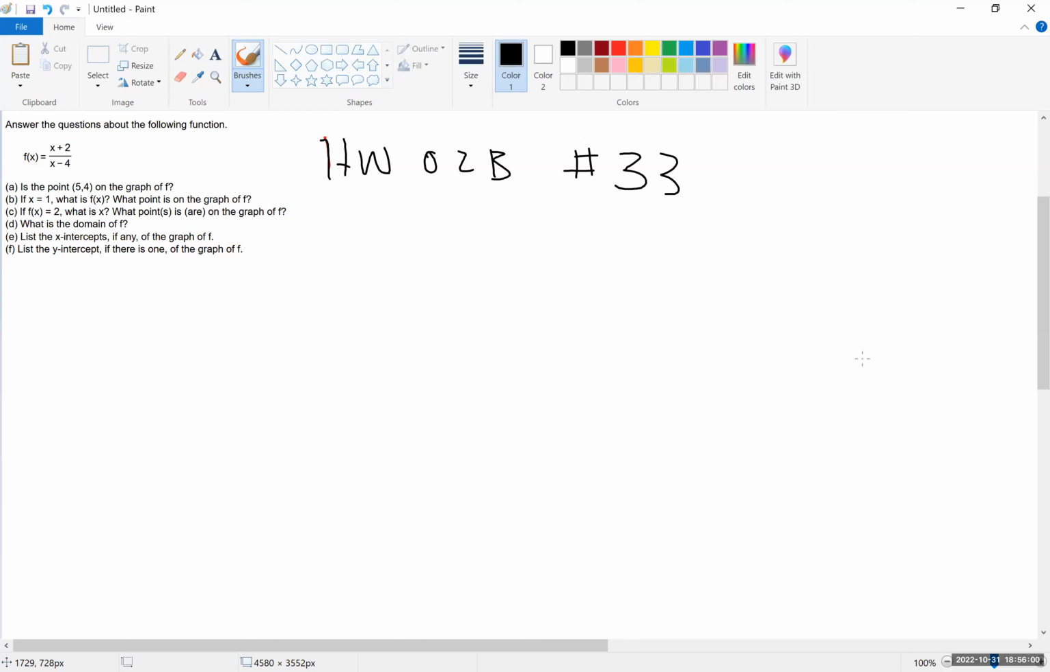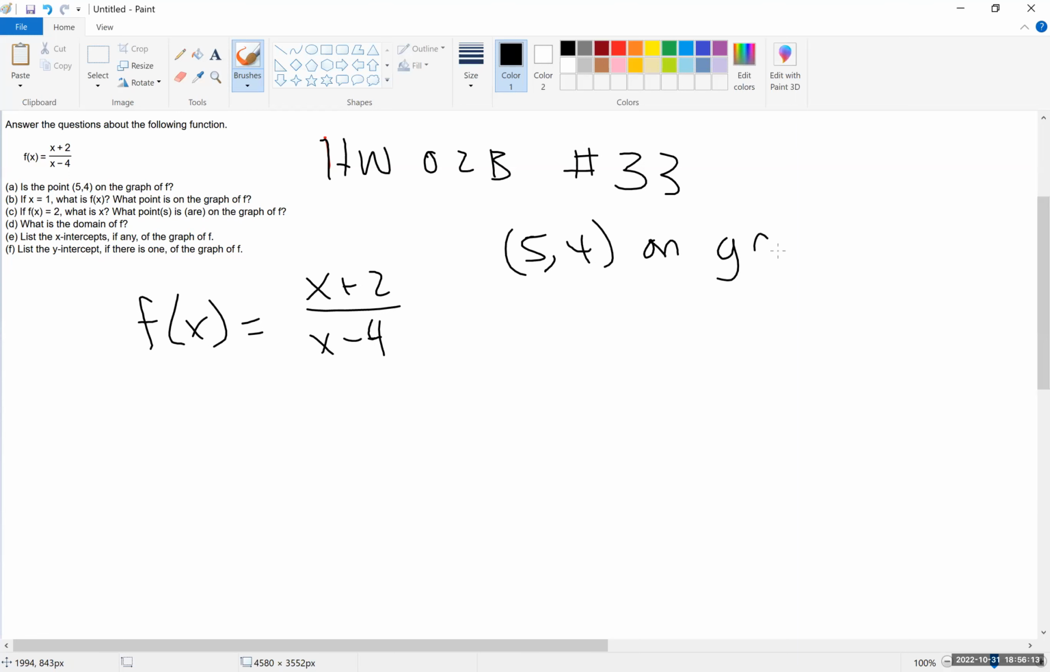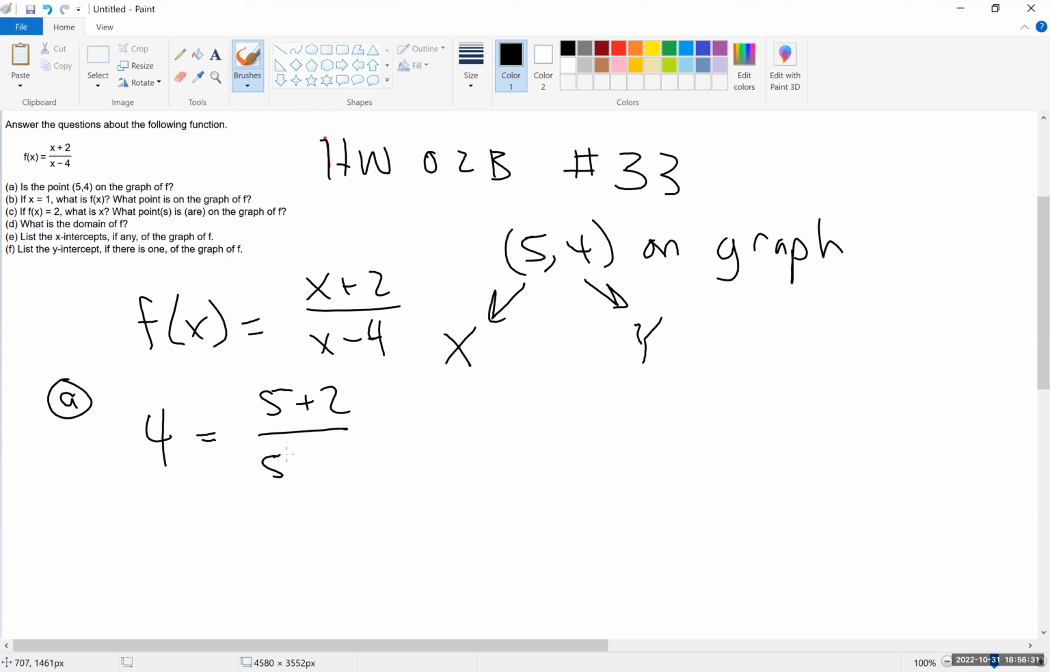All right, so we're going to answer the questions for the following function, and our function is f of x equals x plus 2 divided by x minus 4. The first question is, is the point (5, 4) on the graph? This is an ordered pair. X is 5, the y value is 4. F of x stands for y. So when we plug this in for part A, we get: is 4 equal to 5 plus 2 divided by 5 minus 4?